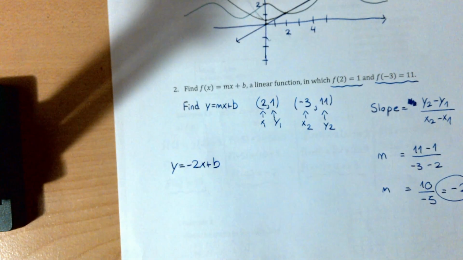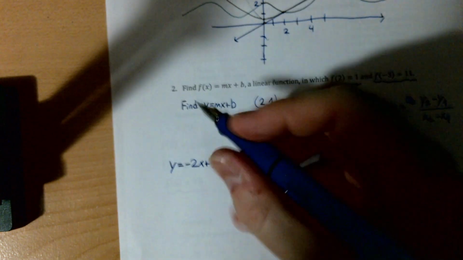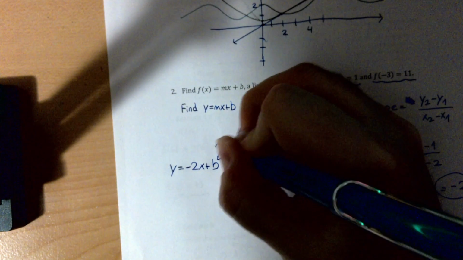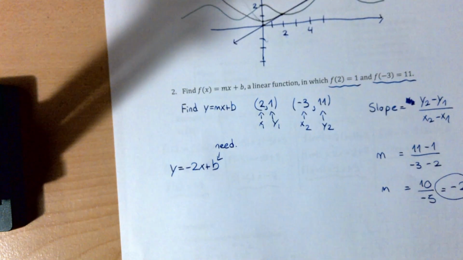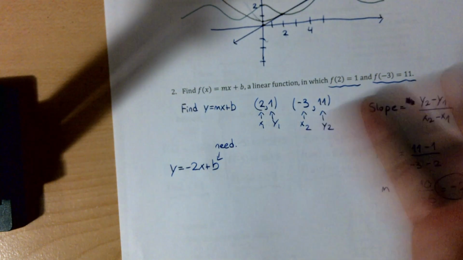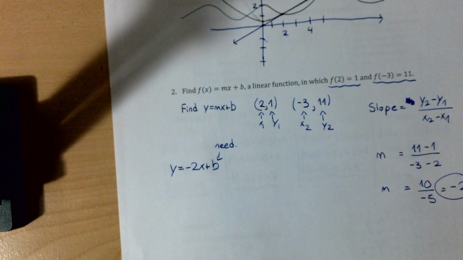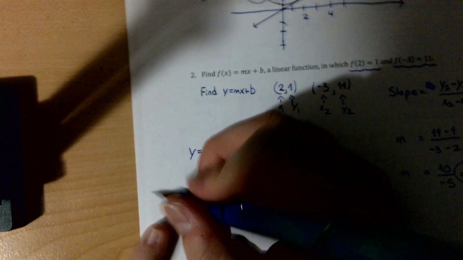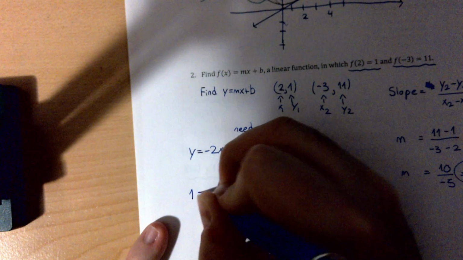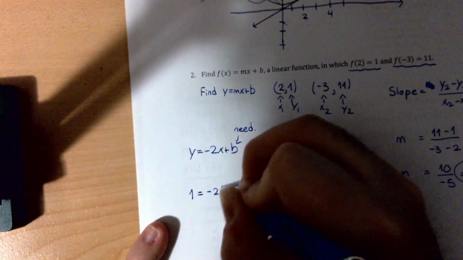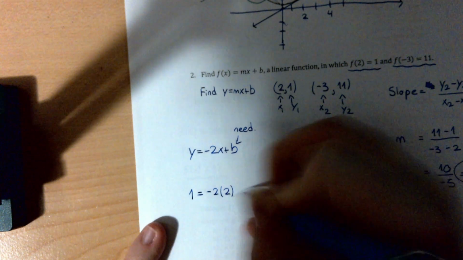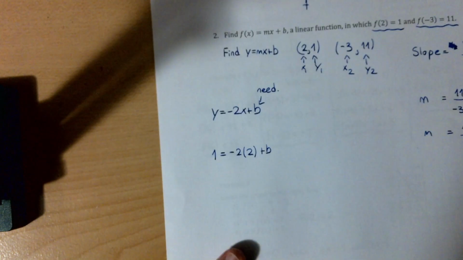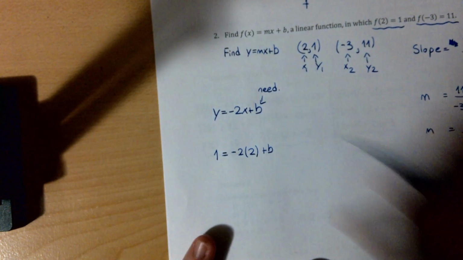And now I can plug either one of my points in to find my b value, right? I still need this. And always make your life easier. I'm not going to plug in minus 3 and 11 to work with a negative and a larger number. I'm going to work with 2 small positive numbers. So I'm going to work with y is equal to 1, then minus 2 times 2, which is my x value, plus b. And now I've got a really easy equation to solve in order to find my y-intercept.